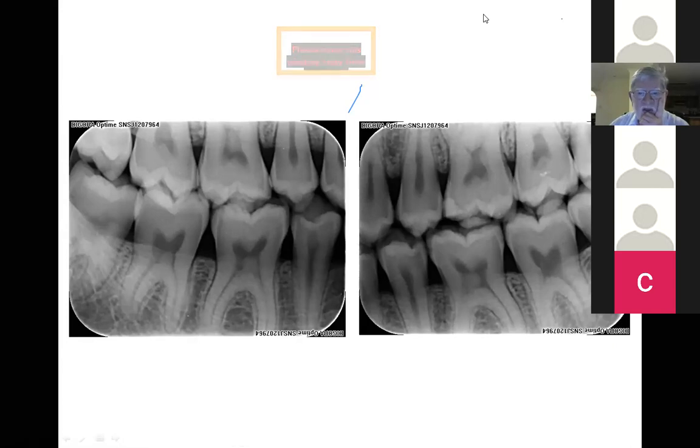Okay, so what condition are these teeth suffering from? Really interesting one. You guys have picked up everything so far, and I'm sure you'll pick this one up as well. Very good. Taurodontism.